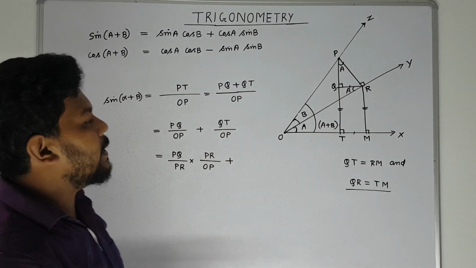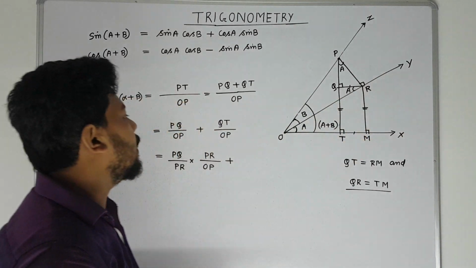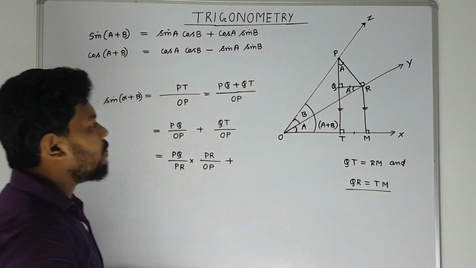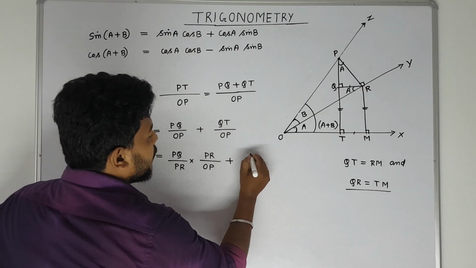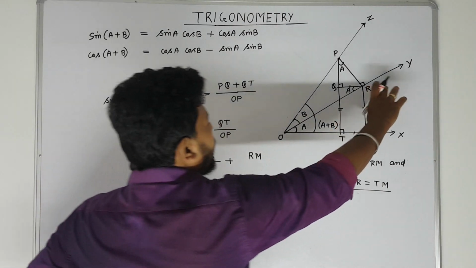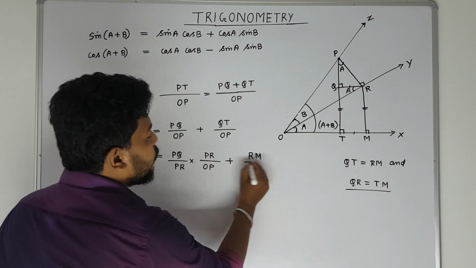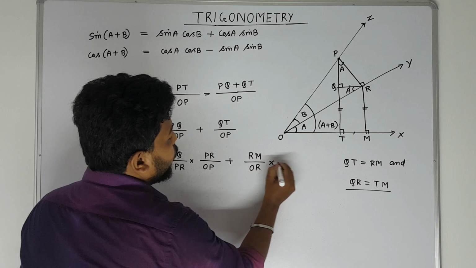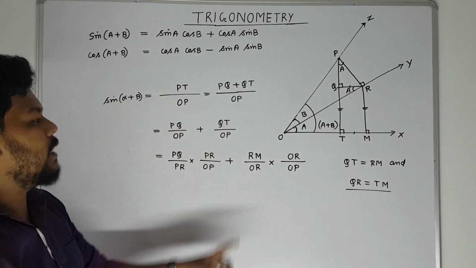Similarly, what is QT? QT is equal to RM. So if I replace QT by RM, what is RM by OR? This is equal to sine A. So if I replace QT by RM, we write RM by OR into OR by OP. Now OR cancels. This is RM by OP.